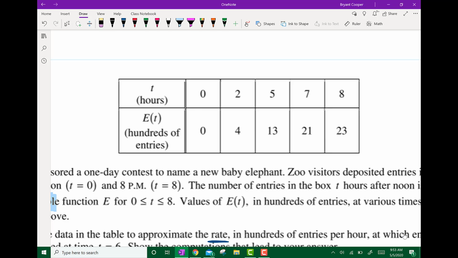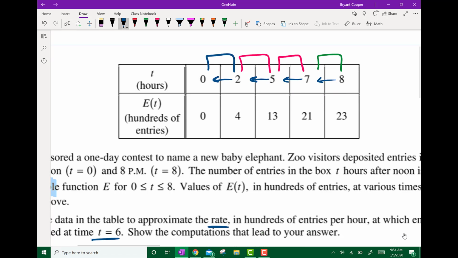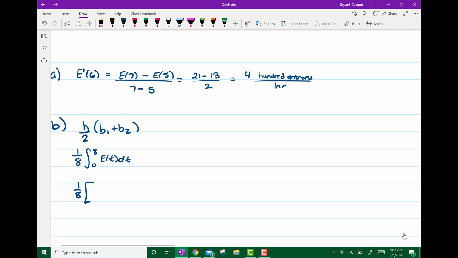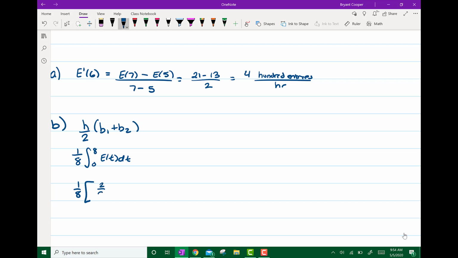So I want 4 subintervals. So there's my first, second, third, and fourth. So to find my height, it's 2 minus 0, 5 minus 2, 7 minus 5, and 8 minus 7. And then these are going to be my bases. Okay, so it becomes 2 over 2, 0 plus 4, plus 3 over 2, 4 plus 13, plus 2 over 2, 13 plus 21, plus 1 over 2, 23 plus 21.